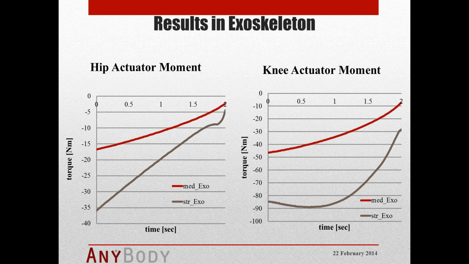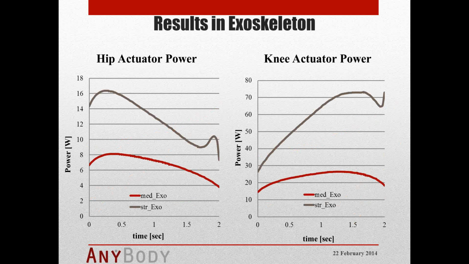by this actuator. So the same can be done, of course, and AnyBody can compute a lot more variables. We can do the same also for power. Here we have again the red line for the medium and gray for the strong actuator. We have the power shown here for the hip on the left side and the knee on the right side. So you will see also what power is needed, in watts, for my actuators.